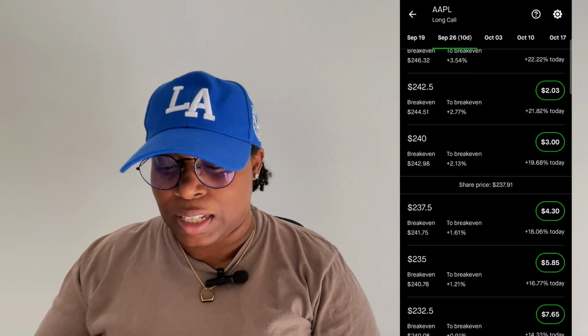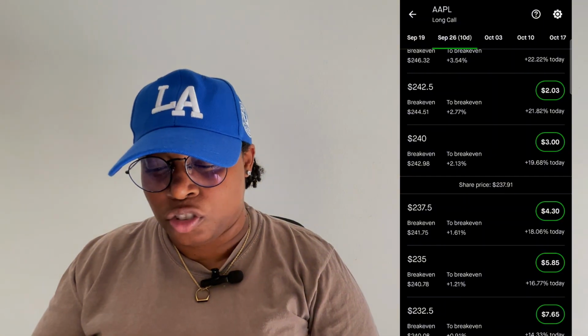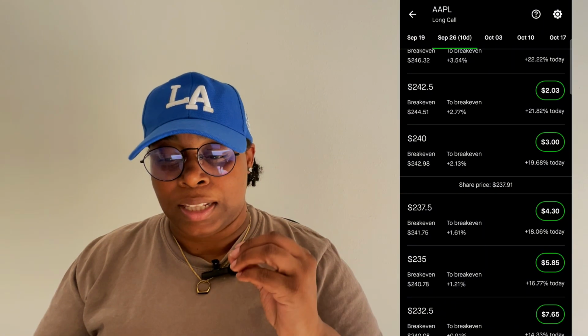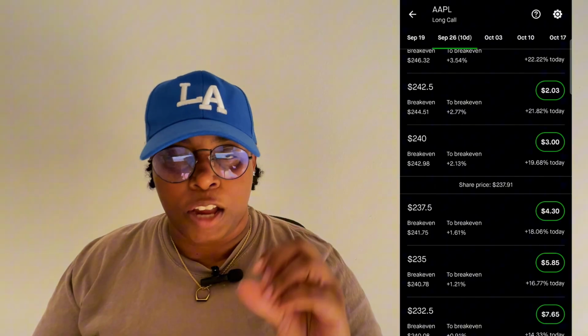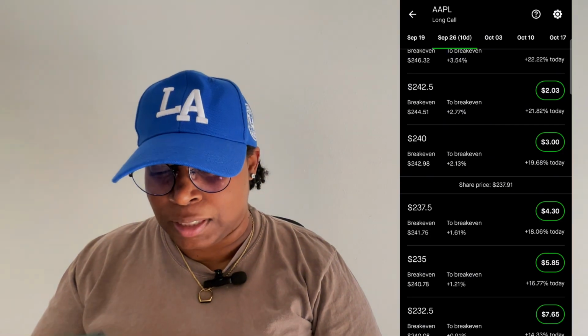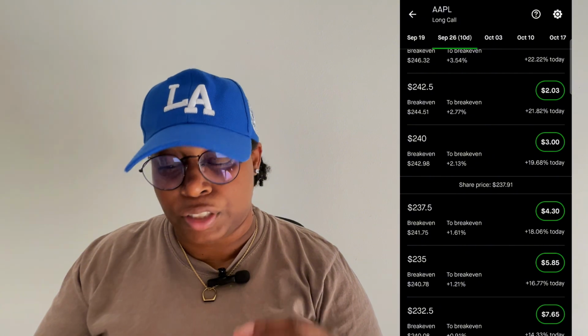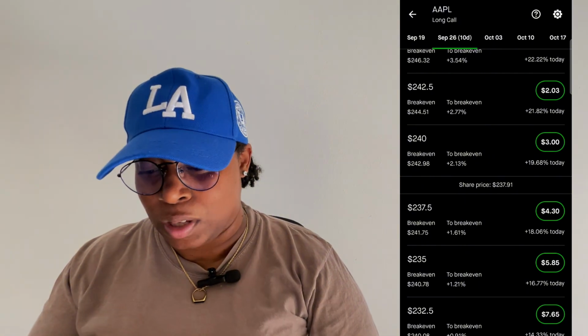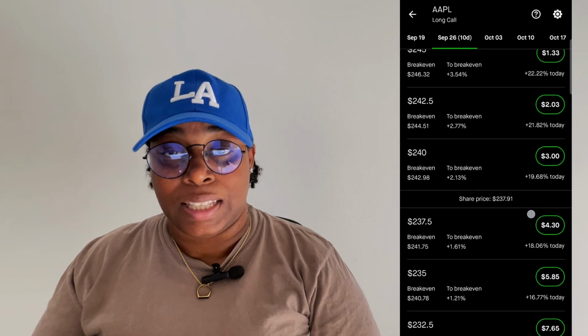Okay, so we're just going to stay on this one, and we're going to pick a $240 strike price. Now, that strike price is just the target price. It's a target price that you have for this option. Now, as you can see here, it says the current share price for Apple is $237.91. That is what this number in the middle is.